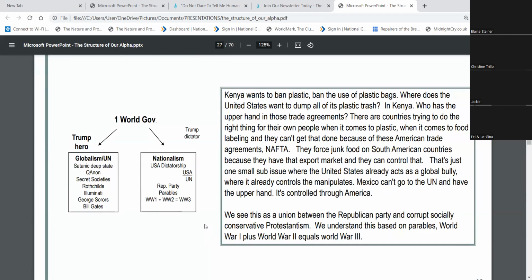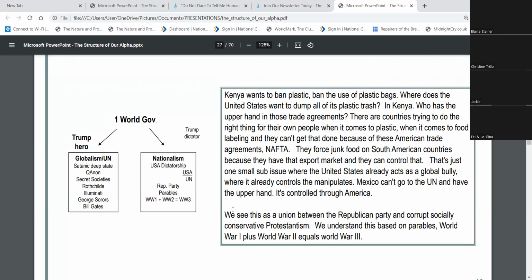But Kenya wants to ban plastic, ban the use of plastic bags. And where does the United States want to dump all of its plastic trash? In Kenya. Who has the upper hand in those trade agreements? There are countries trying to do the right thing for their own people when it comes to plastic and when it comes to food labeling, and they can't get that done because of these American trade agreements, NAFTA. They force junk food on South American countries because they have that export market and they can control that. That's just one small sub-issue where the United States already acts as a global bully.